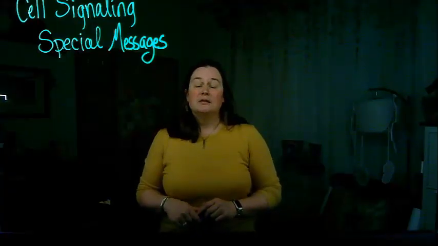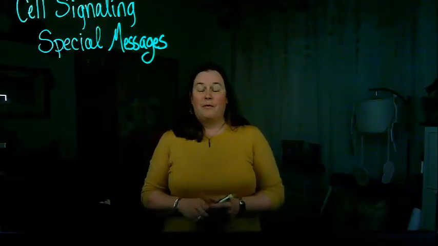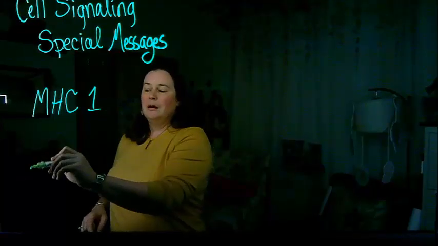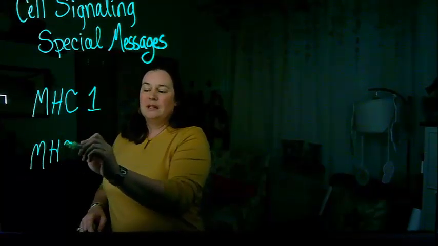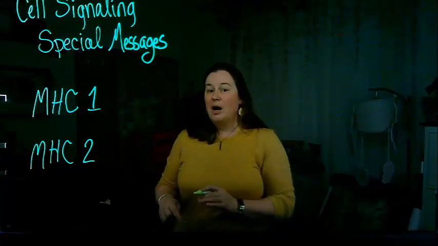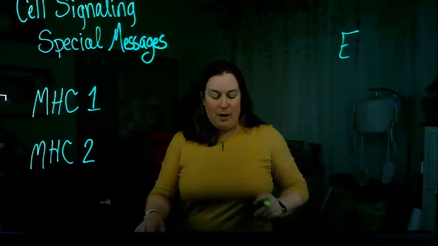Cell signaling is one of the key aspects of making sure that our immune system is able to recognize friend from foe. So in this video you will learn about two different cell signaling molecules, the MHC1 and the MHC2. And these things are going to help us identify in the body whether or not we have a friend or a foe.